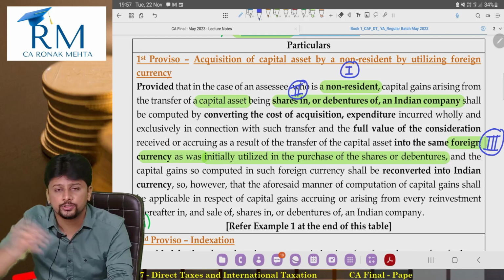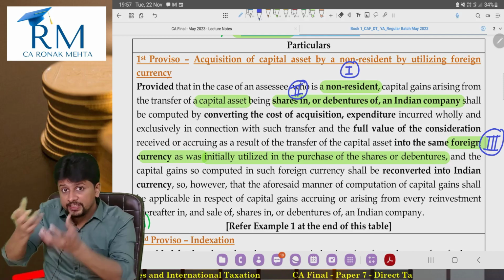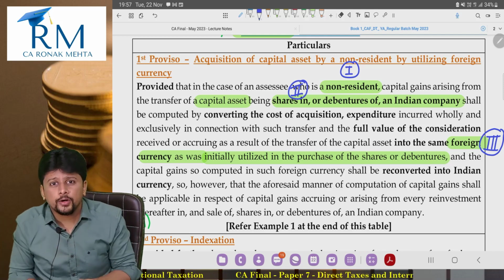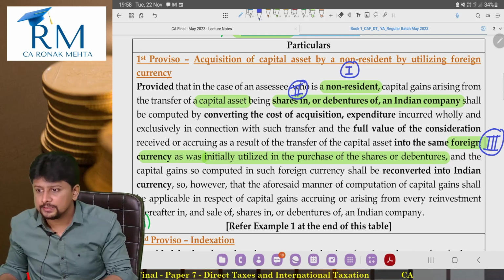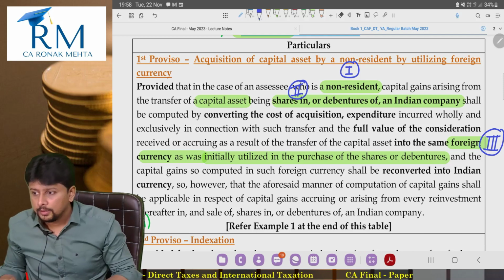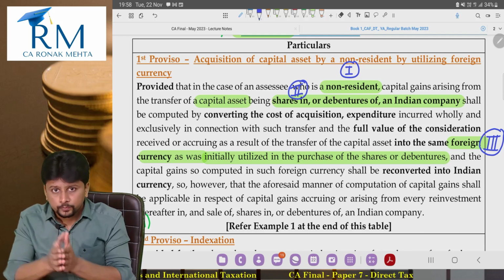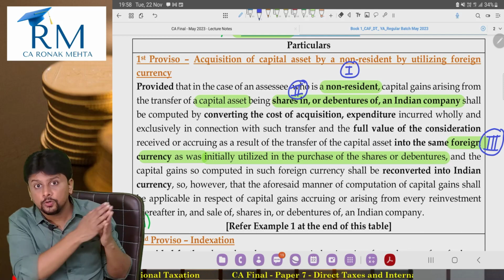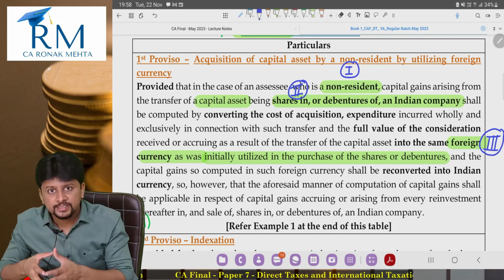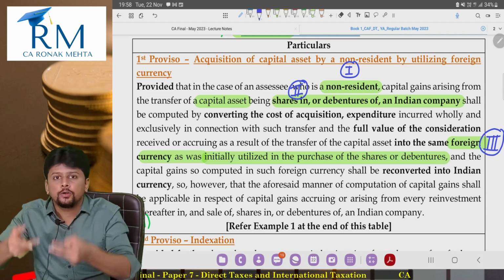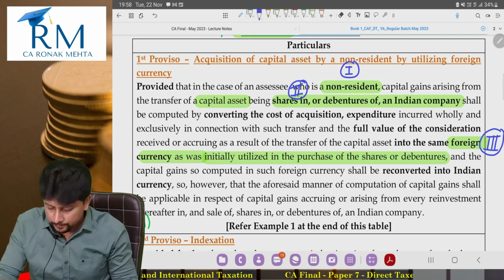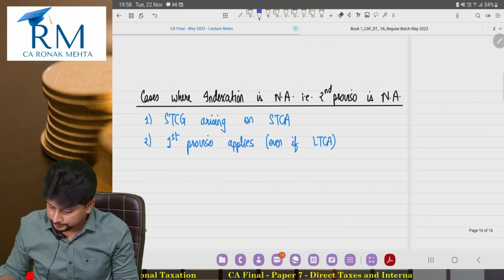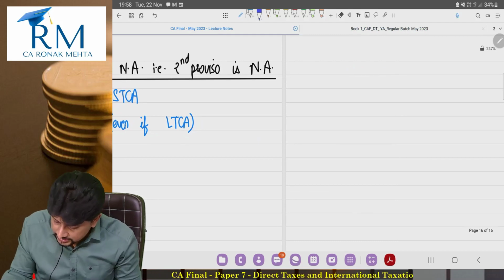He sold these shares or debentures. So he would have received rupees, but he's a non-resident. He's not concerned about the rupees. What he is concerned with is the foreign currency, his own currency. So the sale proceeds that he got, he will convert into foreign exchange and take it back to his country. Now, see this. What just happened?